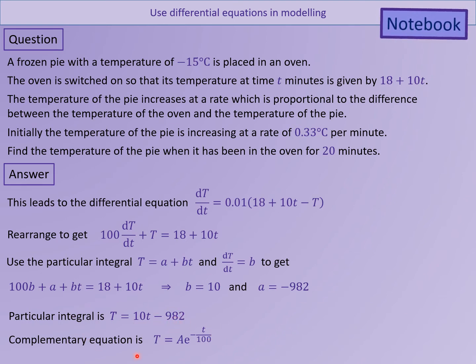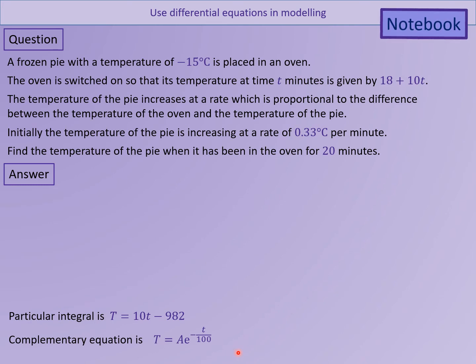Now I can put both of those two things together to get my general solution. So my general solution is going to be the temperature of the pie is equal to the complementary function, plus 10t minus 982. Okay, and you could check that. You could substitute that back in, and hopefully you'd get exactly the same answer. And you should. Okay, because this part's just going to get you 0, and this part is going to get you the 18 plus 10t. Right, so now we've got the general solution.